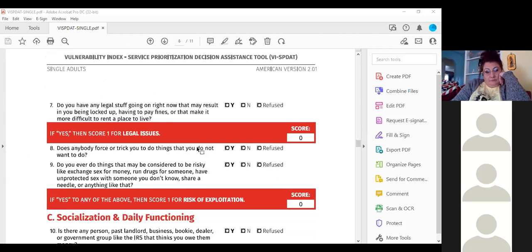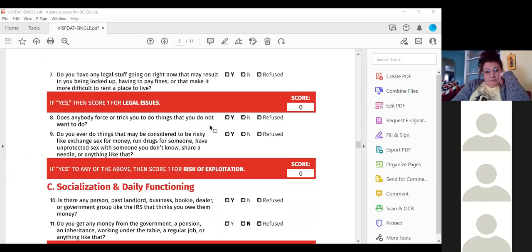So again, just listening to the information that they give. And then also on number 7, where it says, do you have any legal stuff going on right now that may result in you being locked up or having to pay fines, make it more difficult for you to find a place to live? Really listening to the information that they give. A lot of times it's marked no by the time we get it, but then when one of the case managers is meeting with them, we find out that they really do have stuff going on, but they felt if they said yes, then they're going to get refused service, or they're not going to qualify for something. So just the explanation and how you explain it at the very beginning of doing this is really crucial to getting accurate answers.